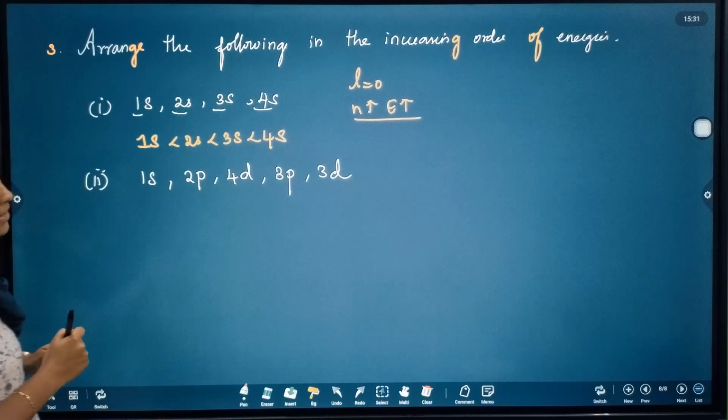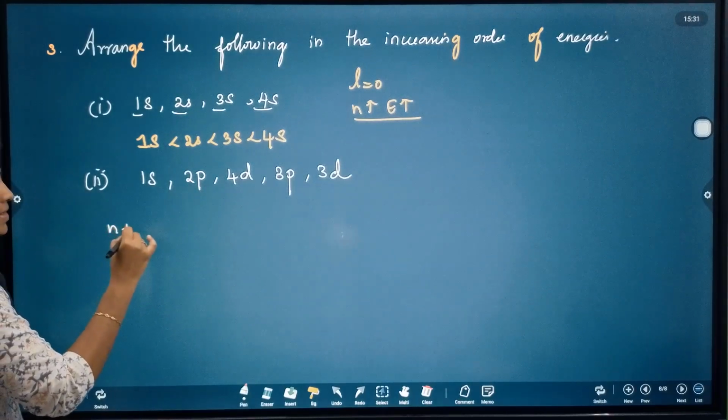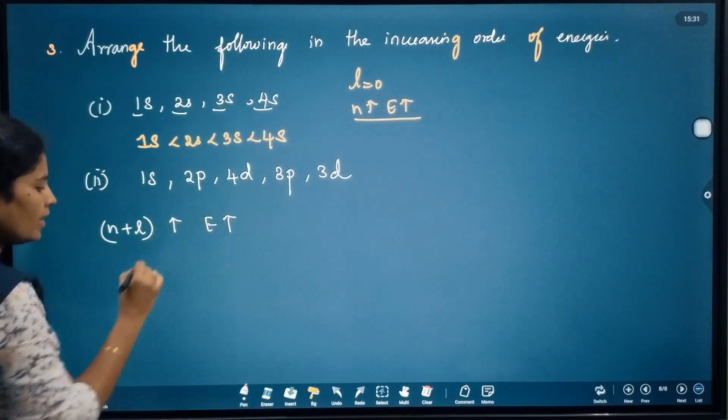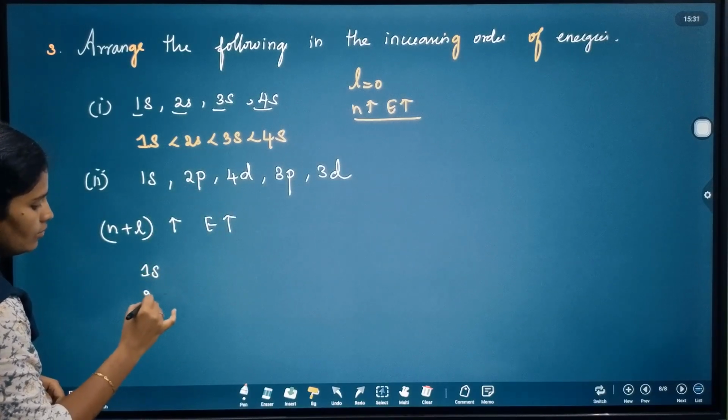And the next case, we are having s, p, d, all those things. So how can we apply this? n plus l value, if it is increased, energy increases. So we are going to calculate the n plus l value.